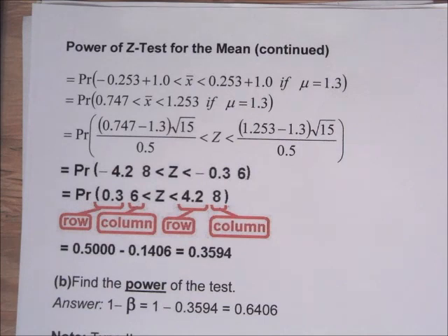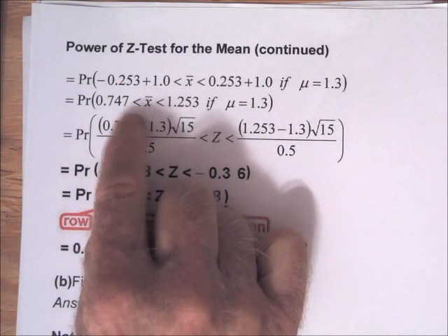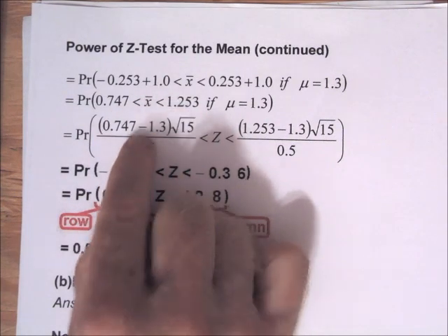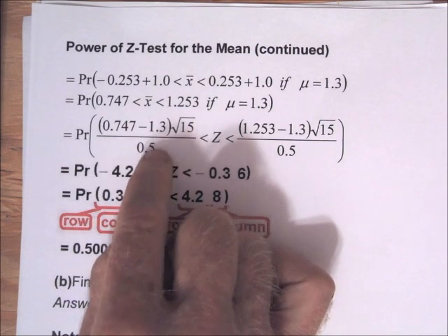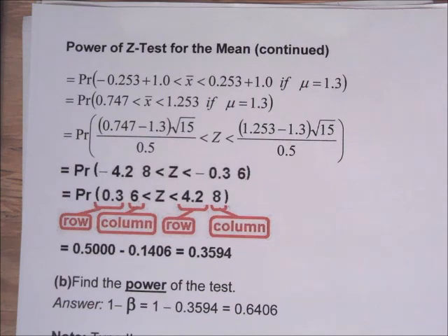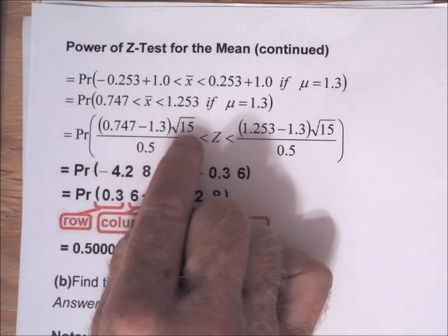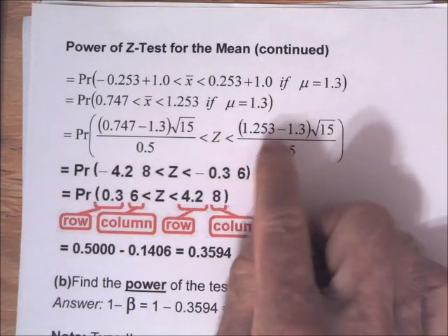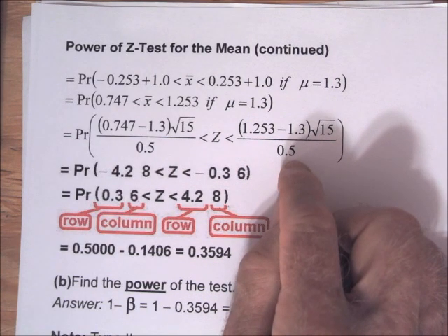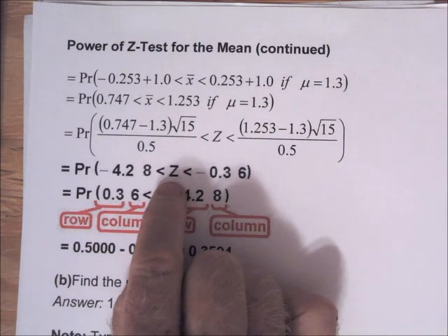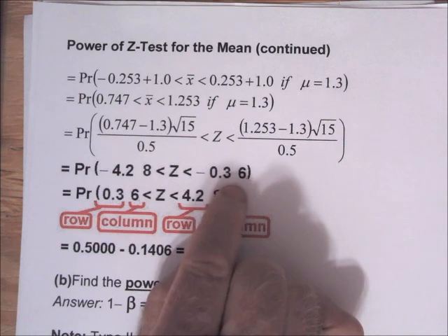We're saying we want the probability if mu is equal to 1.3. So we can make these numbers into z-scores by subtracting the mean, multiplying by the square root of n, and dividing by the standard deviation. So this will be a probability that z is between 0.747 minus 1.3 times square root of 15 over 0.5 and 1.253 minus 1.3 times square root of 15 over 0.5. If you do the computation, that's the probability that z is between negative 4.28 and negative 0.36.